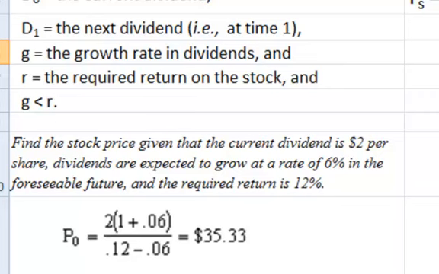Now, one last important point. If G, or the growth, is greater than the required rate of return that you require, buy it. It's a good stock. In addition, if you do this calculation and you find that the stock price is $35.33, that's its value, and it's currently selling for something less than that, it's an undervalued stock, and it also should be purchased.